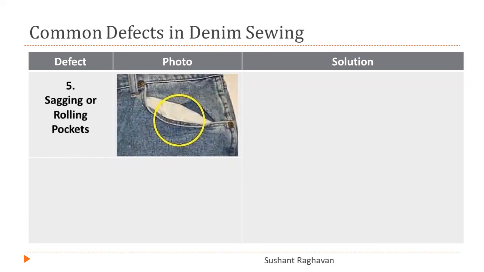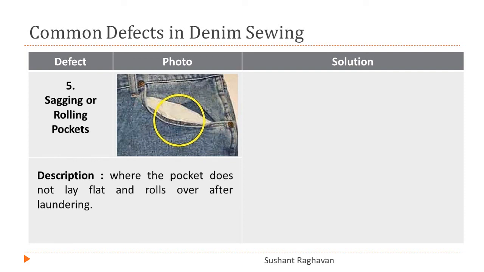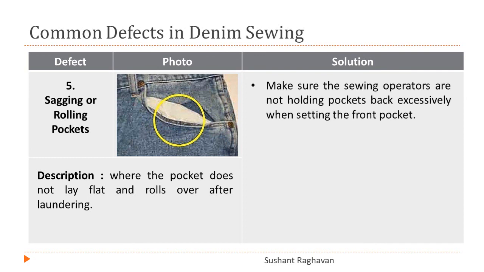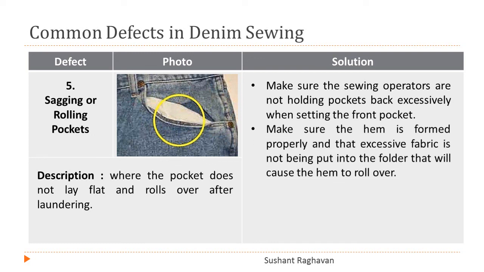Sagging or rolling pockets. Description: where the pocket does not lay flat and rolls over after laundering. Make sure the sewing operators are not holding pockets back excessively when setting the front pocket. Make sure the hem is formed properly and that excessive fabric is not being put into the folder that will cause the hem to roll over.